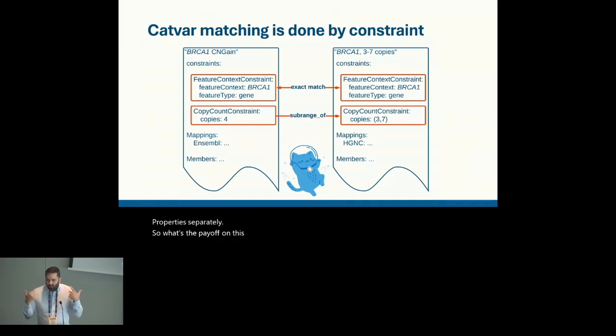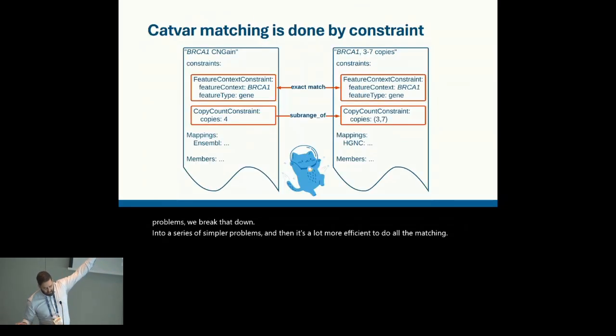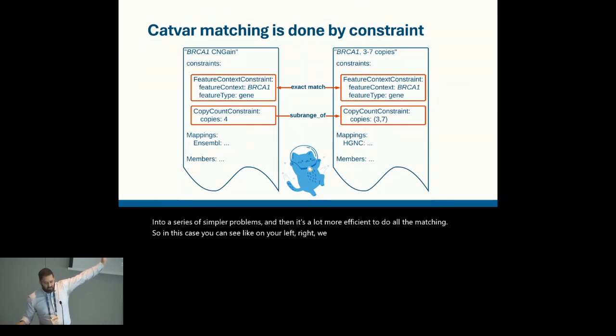So what's the payoff on this? Well, first of all, it allows us to start searching this kind of data in ways that we just typically haven't been able to do in lots of different resources, in really cool ways. So we want to check, hey, how closely related are these two Cat-VRS, these two groups of variants? We can do this by breaking out the constraints individually and comparing those. So we take a relatively well understood class of problem, constraint satisfaction problems. We break that down into a series of simpler problems, and then it's a lot more efficient to do all the matching.